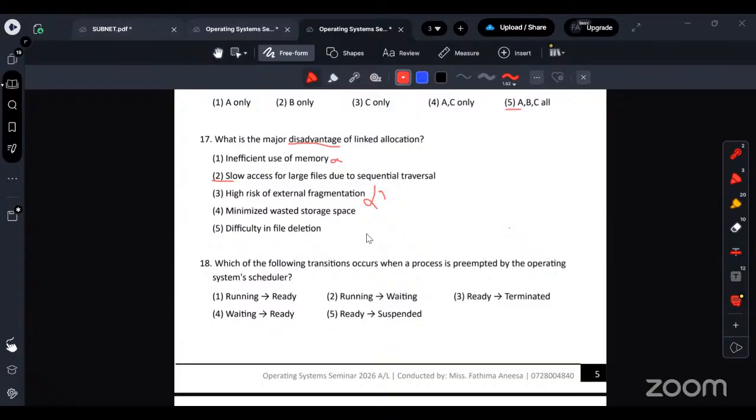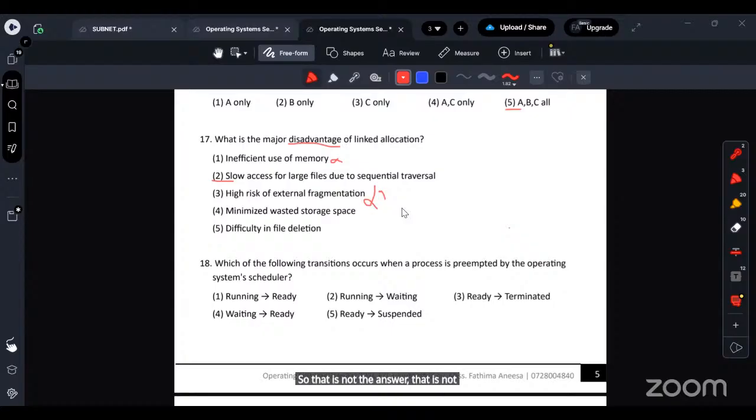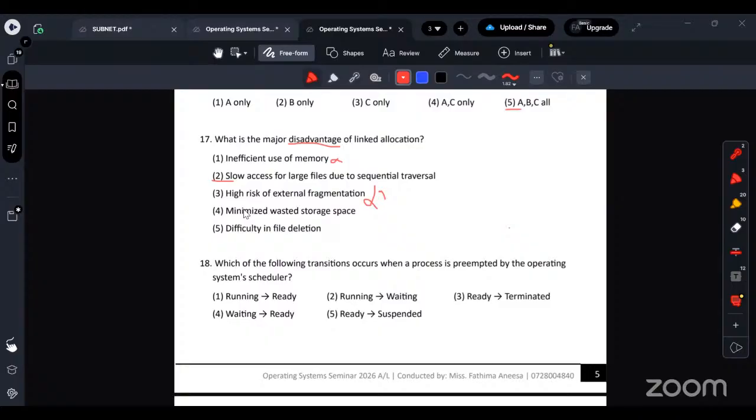No, 3 won't come because of a high risk of external fragmentation, as I mentioned. Linked allocation completely eliminates external fragmentation because any free block on the disk can be linked to any file. So that is not the answer. That is false, right? The answer is completely false. Is it clear now? Okay.